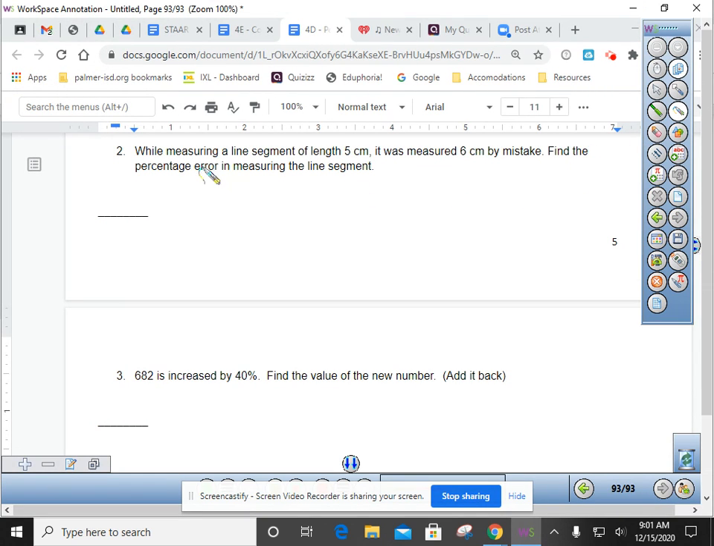Okay, number 2. While measuring a line segment of length 5 centimeters, it was measured by 6 centimeters by mistake. Find the percentage error in measuring the line segment. Did you write a proportion? Answer me.